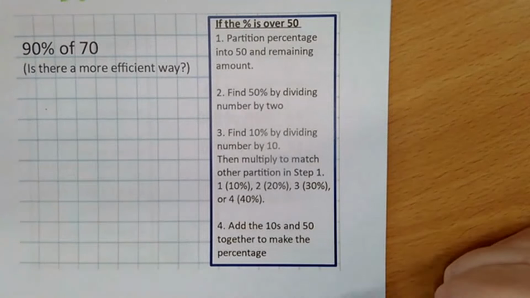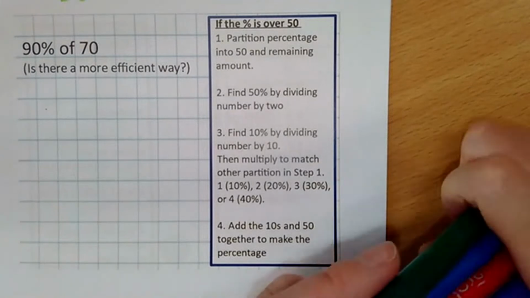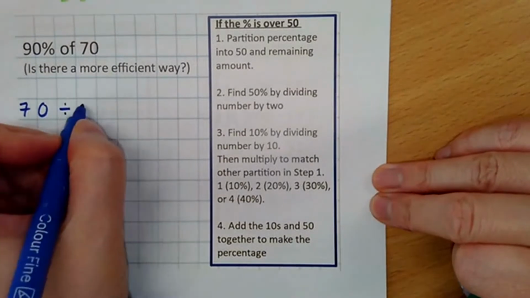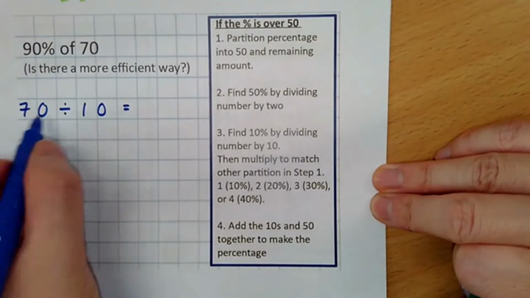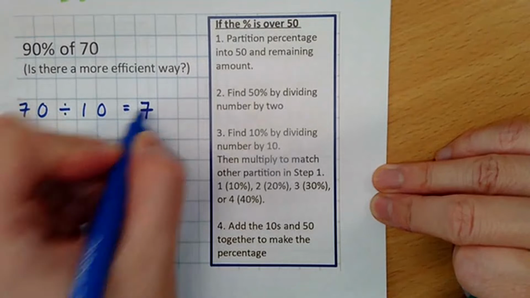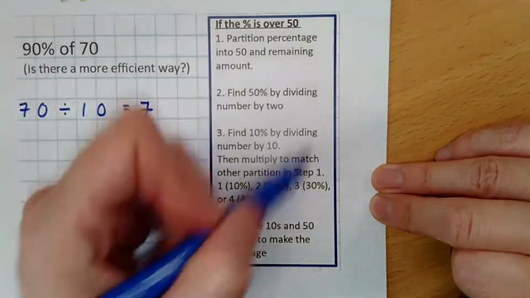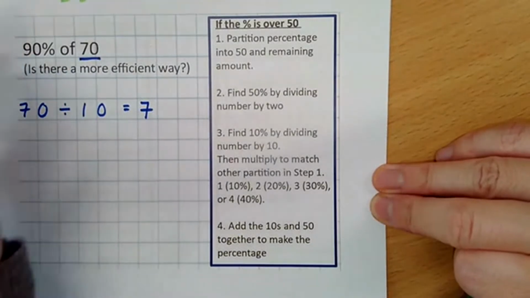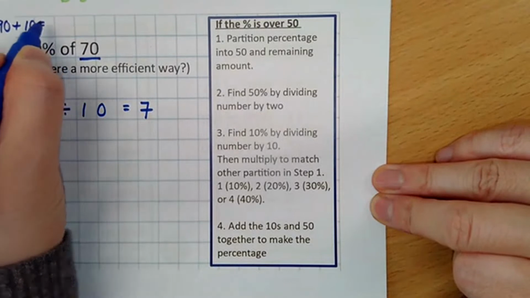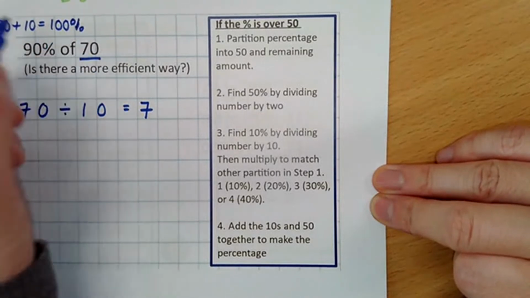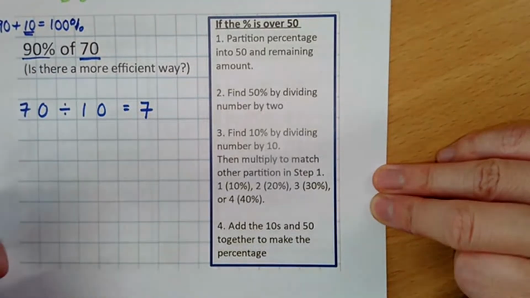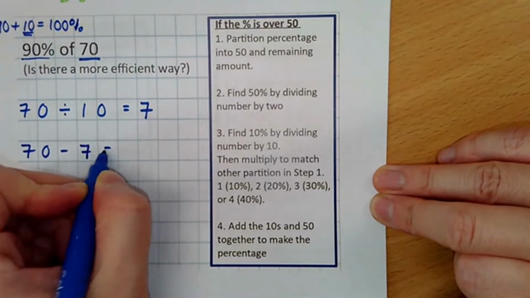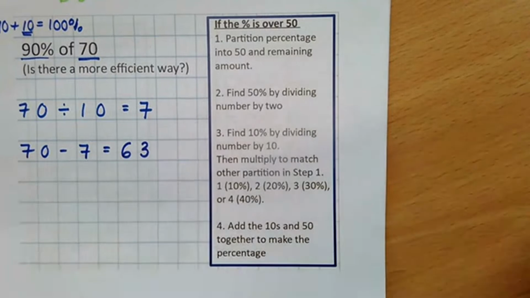Is there a more efficient way to do this? Yeah, what we can do, first of all, is we can take our number, 70, and we can find 10%. 70 divided by 10 equals 7. Now, instead of calculating all of this, we can just subtract it from our number, because I know that 90 plus 10 equals 100%. So instead of finding 90, I'm finding the missing 10%. But I need to subtract it. So 70 take away 7 equals 63.